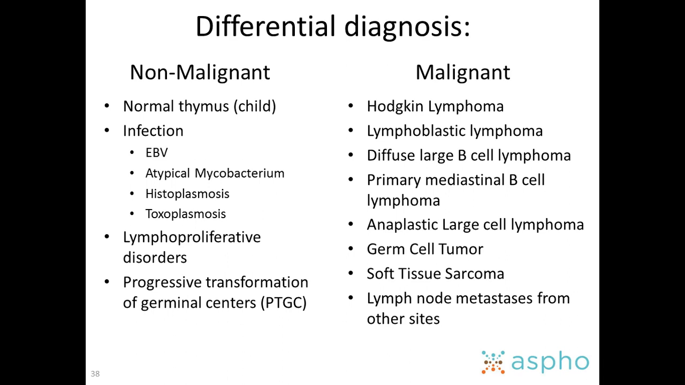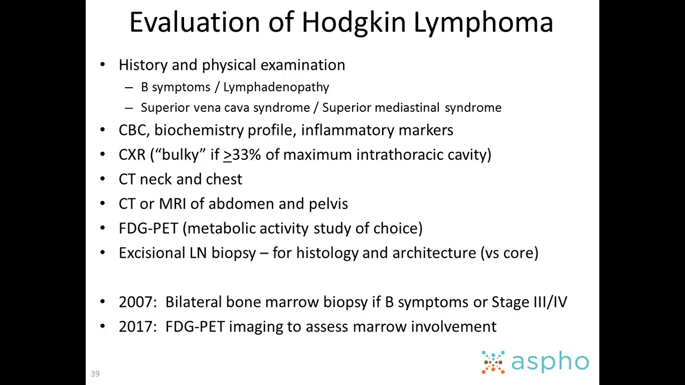very benign things like a thymus, but as well as a bunch of malignant ones, some of which are lymphoma and many of which are not. So keep these on your thought process for a differential. The evaluation, we do a H&P, of course. We look for B symptoms and lymphadenopathy. It's always important to rule out the emergent presentations like superior vena cava syndrome and superior mediastinal syndrome.